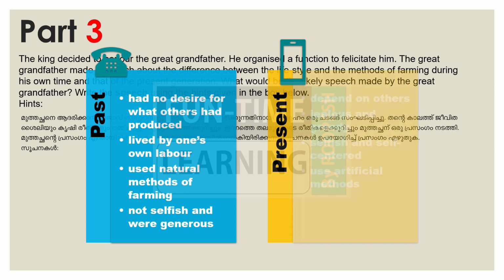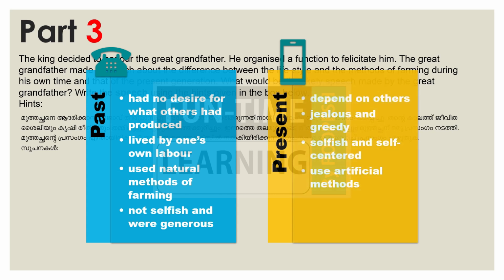What about present? Here I have added some points of how we do the farming, how we approach the agriculture nowadays. Depend on others. മറ്റുള്ളവരെ ആശ്രയിക്കുന്നു. Jealous and greedy, selfish and self-centered. Use artificial methods. Artificial in Malayalam is കൃത്രിമമായ. ഉദാഹരണത്തിന് രാസവളങ്ങൾ ഉപയോഗിക്കുക, രാസകീടനാശിനികൾ ഉപയോഗിക്കുക മുതലായവ.